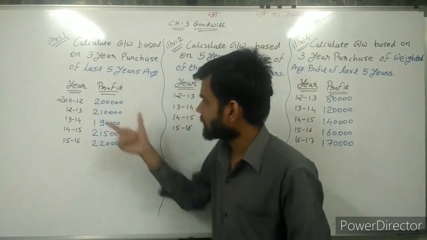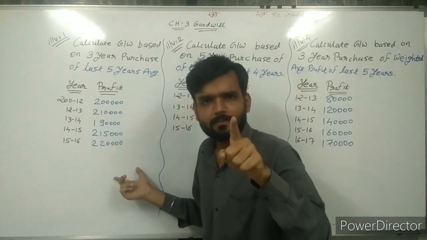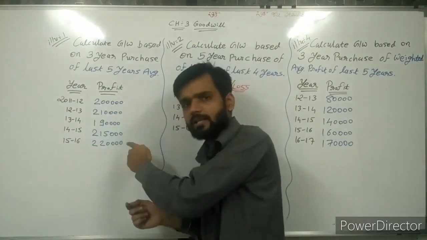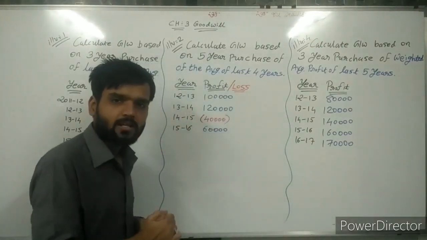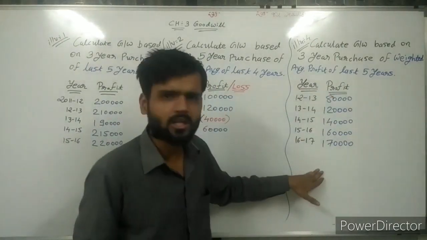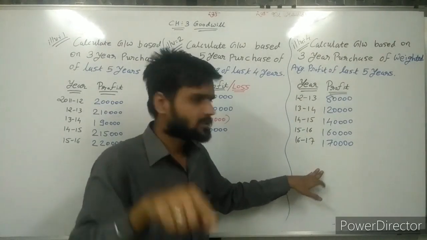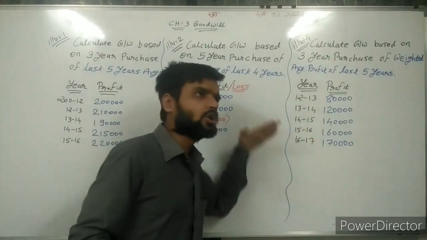So here somewhat variations are there. Sometimes increase, sometimes decrease, both situations are there. Here more variations are there. But if we see the profit of the third company, then we can say it is growing every year.